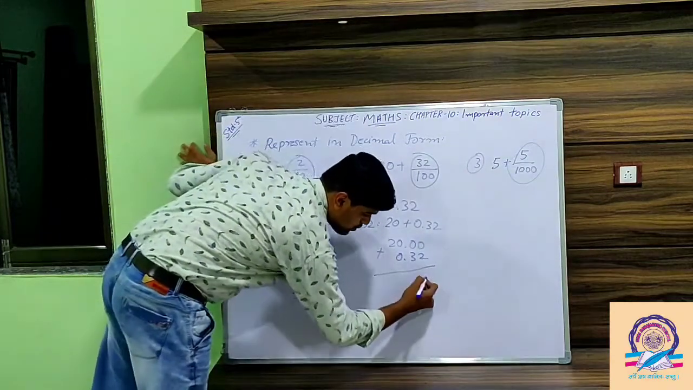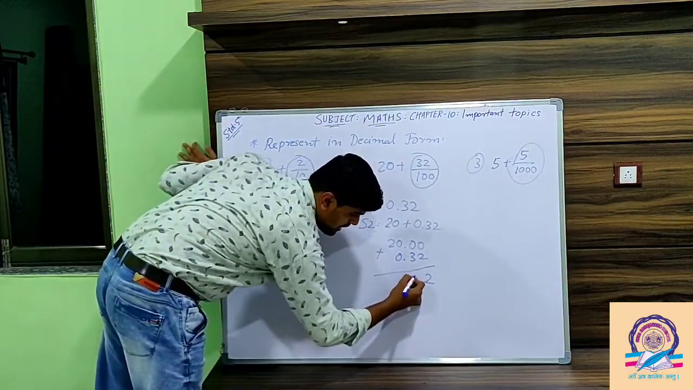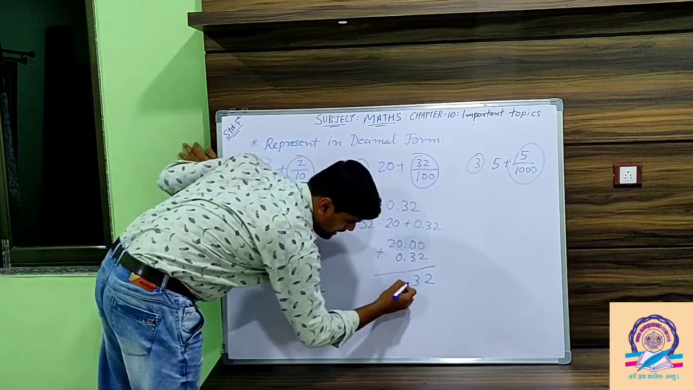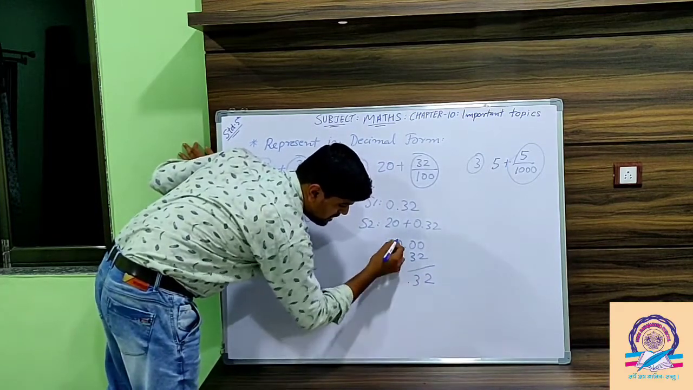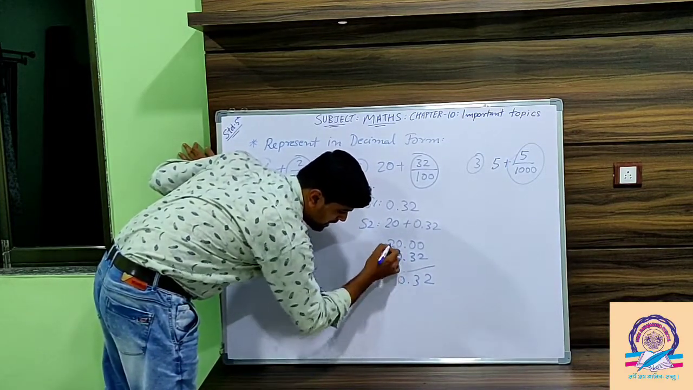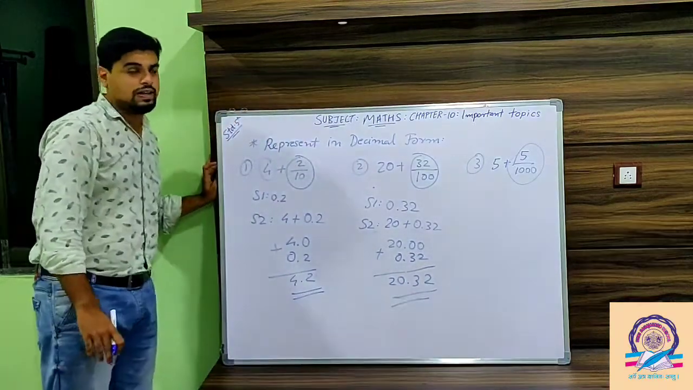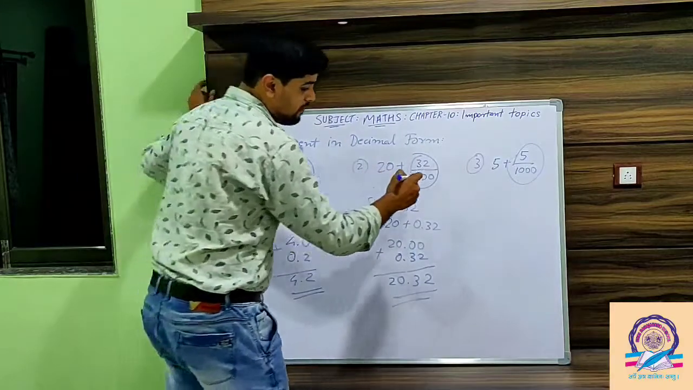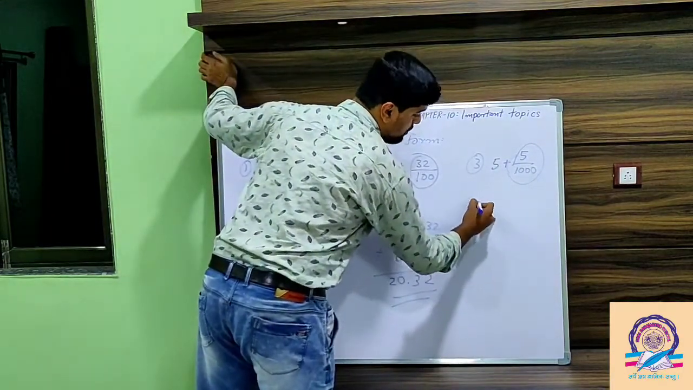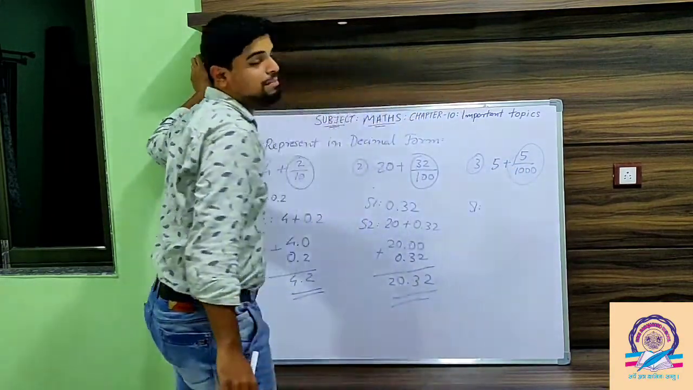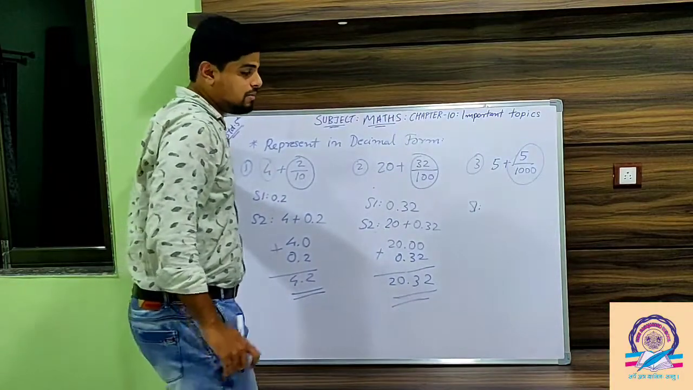Okay. So 0 plus 2, 2. 0 plus 3, 3. Decimal point as it is. After 2 digits, 0 plus 0, 0 and 2 as it is. So our answer will be 20.32. In the same way, the last sum. Step 1, what do we have to do? We have to convert 5 by 1000 into decimal.